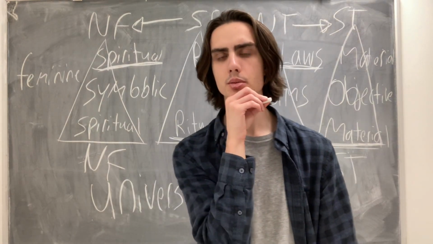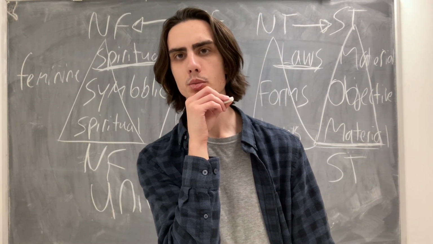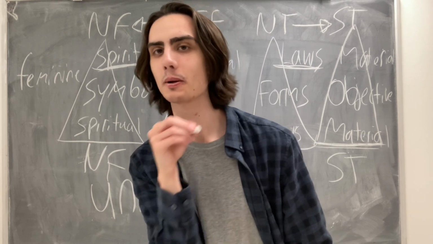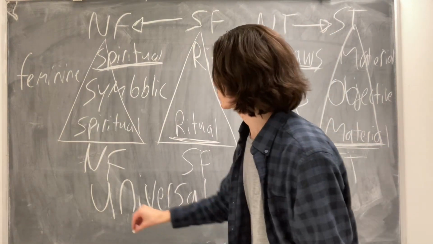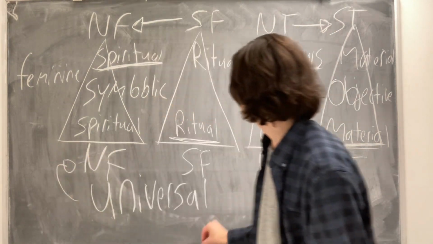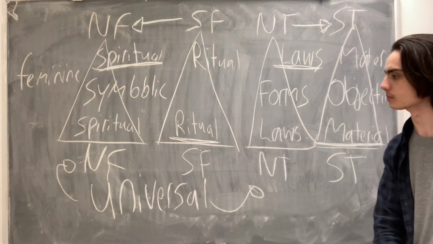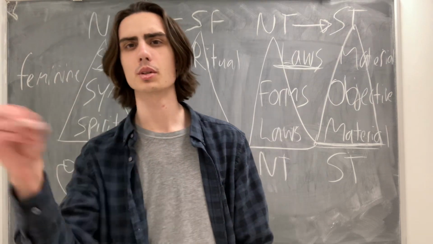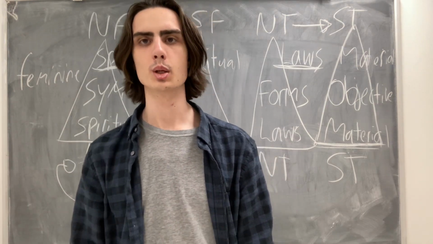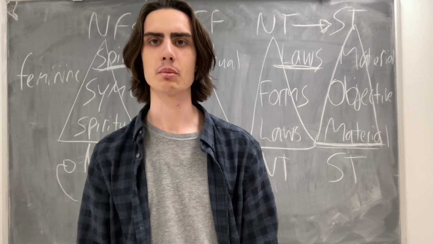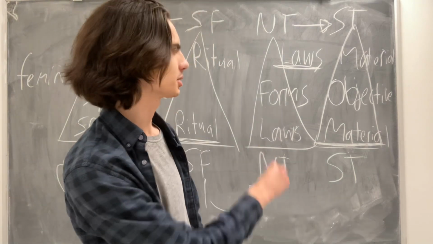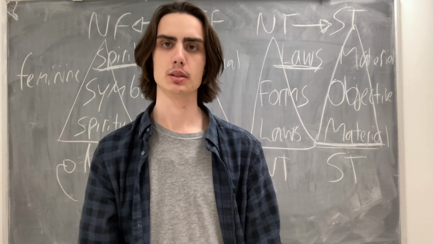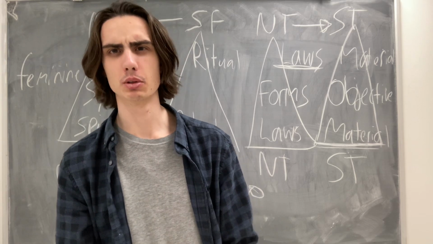Symbolic is more the NF. It's really the middle, but the middle, the top, and the four together, they're universal. It starts to get complicated, I know. Universal is NF and NT. The collective at the top. The collective at the bottom is more like objective. Maybe I will find a better word, because it kind of is the same thing as the ST. So maybe I will find a better word.